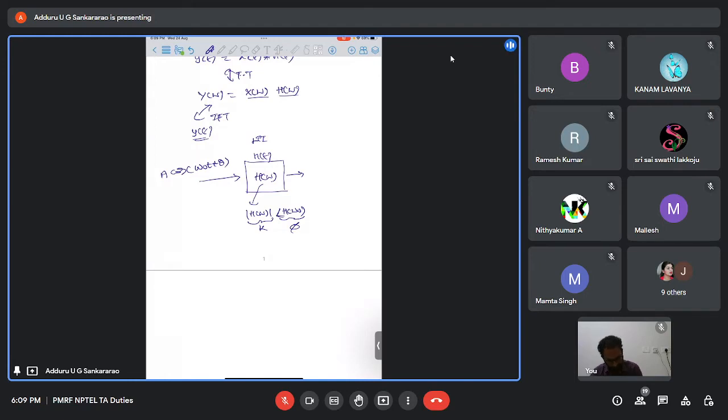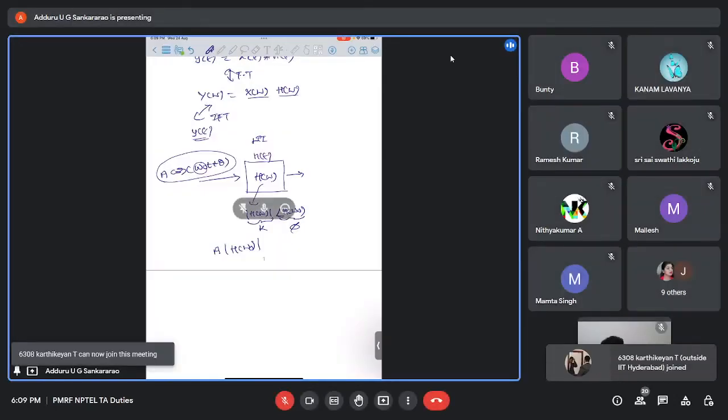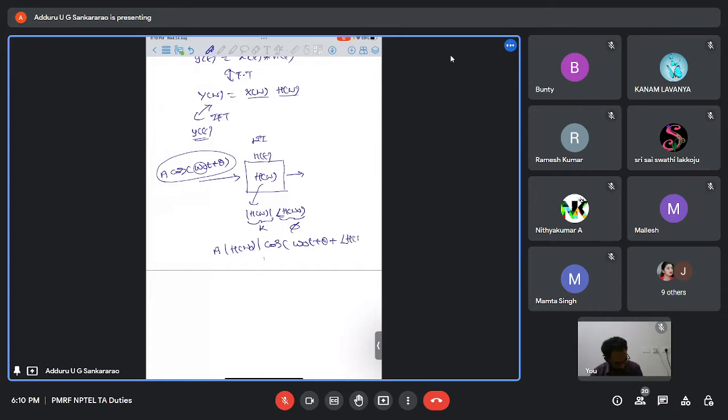So input is A cos(omega naught t plus theta). So A will be multiplied by the magnitude at omega naught. See, input frequency is omega naught. At that frequency, what is the magnitude? And cos(omega naught t plus theta), and the phase is added. That phase is angle H of omega naught.